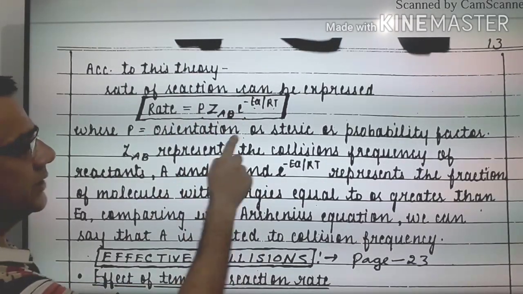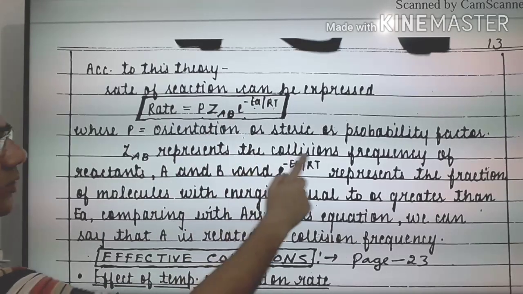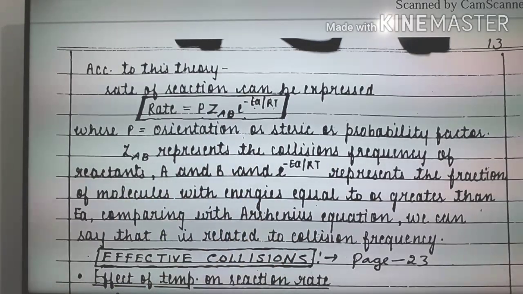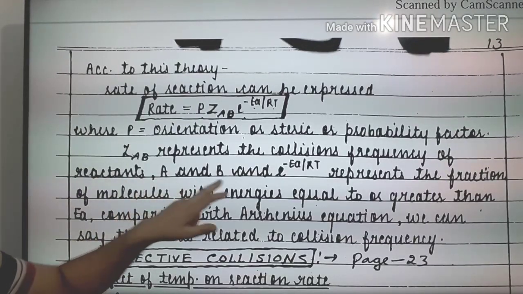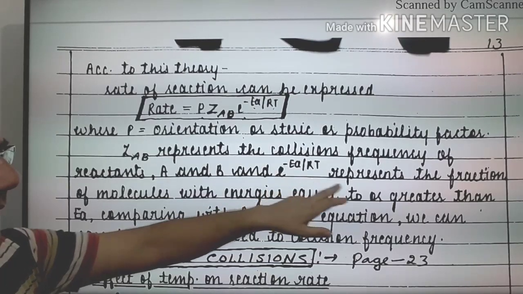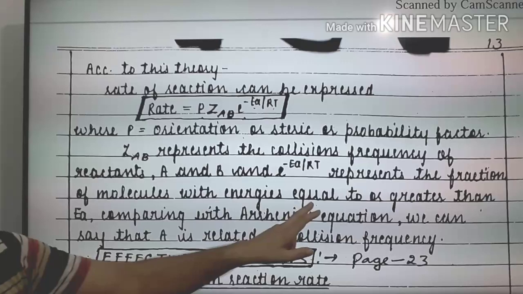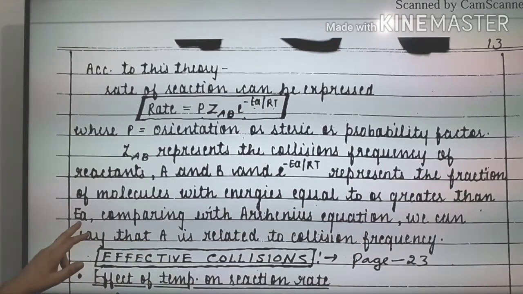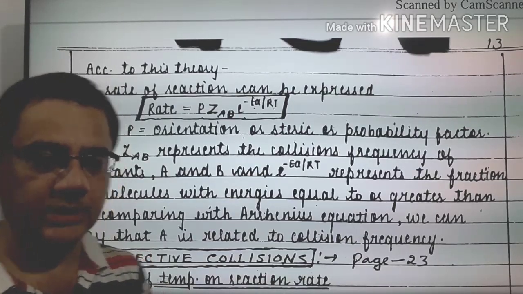P is called the orientation or steric or probability factor. ZAB represents the collision frequency of reactants A and B. And the exponential factor, e to the power minus Ea upon RT, what does it mean? It represents the fraction of molecules with energies equal to or greater than Ea, and it is called activation energy. Activation energy I will explain at the end of this chapter.